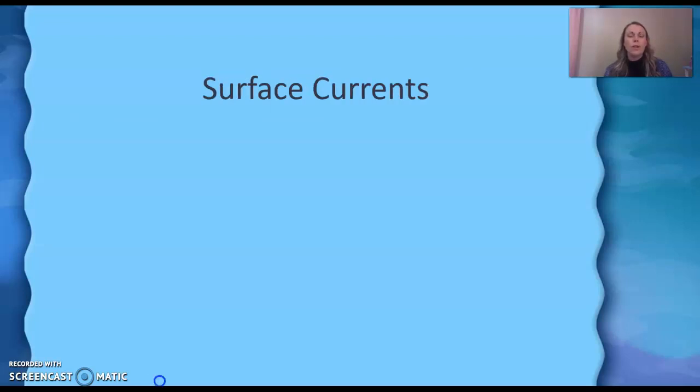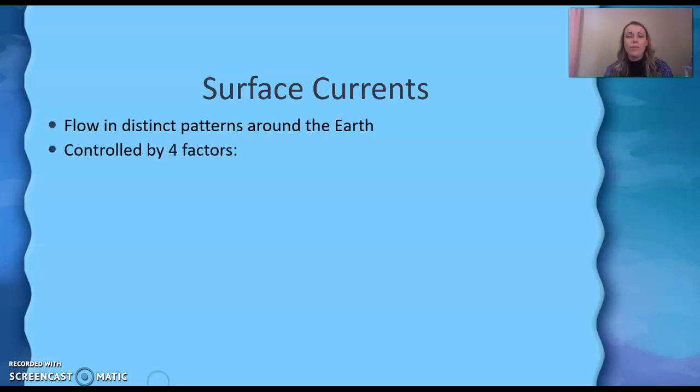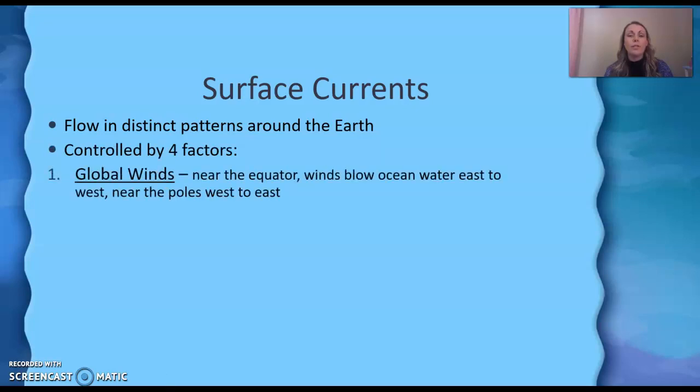So surface currents flow in distinct patterns around the Earth, and they're controlled by 4 factors. And the first one I want to mention is the global winds, because surface currents are wind-driven. Global winds are winds that blow near the equator. They blow the ocean water east to west. And near the poles, they blow the water west to east.